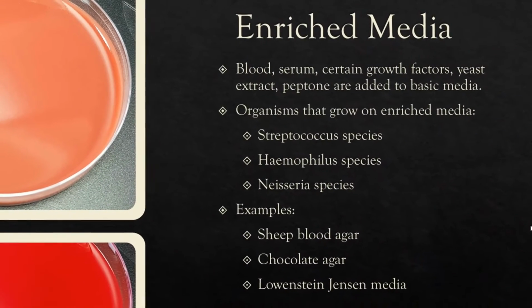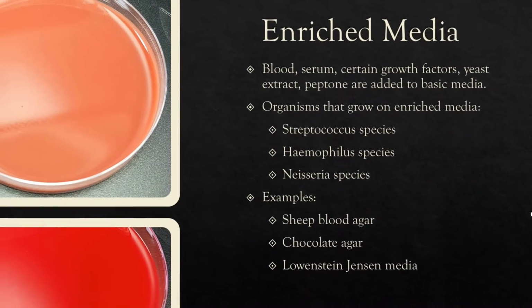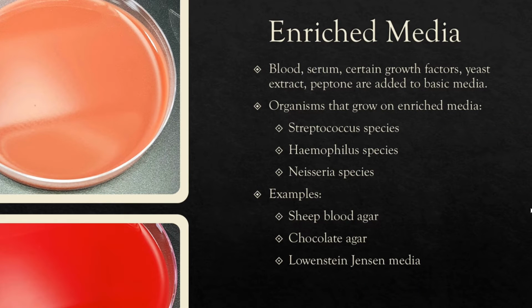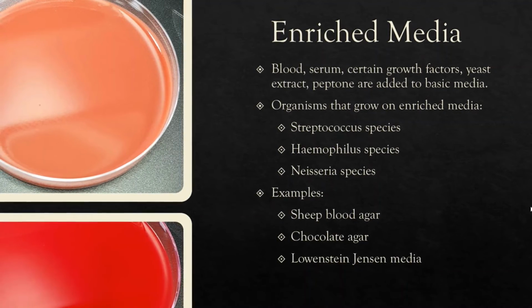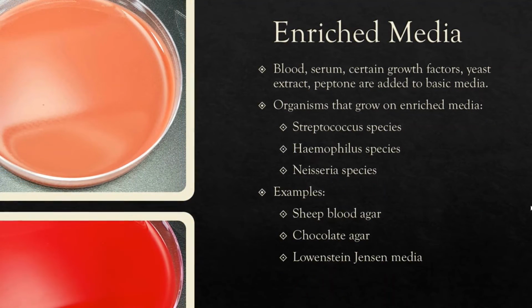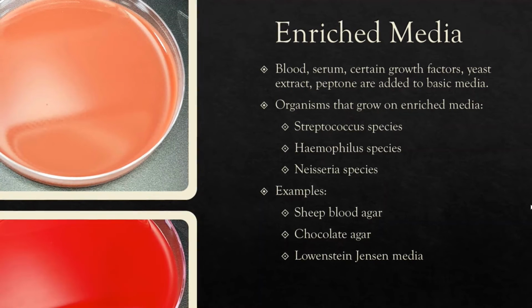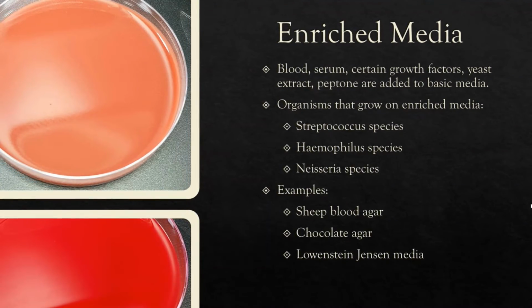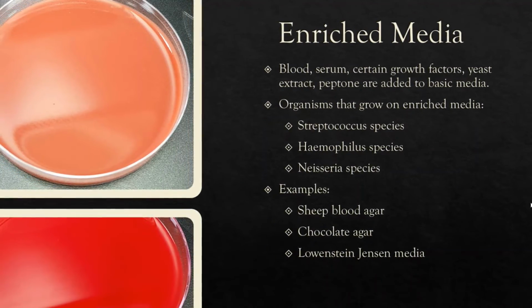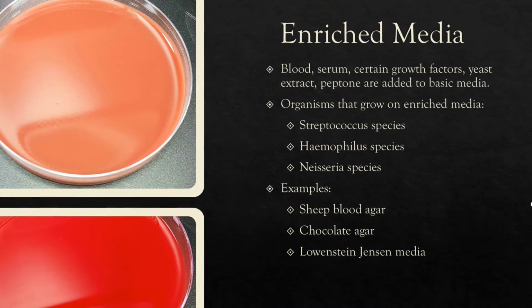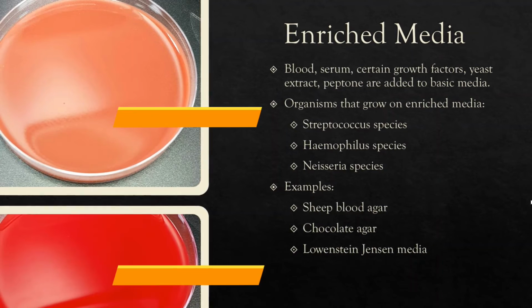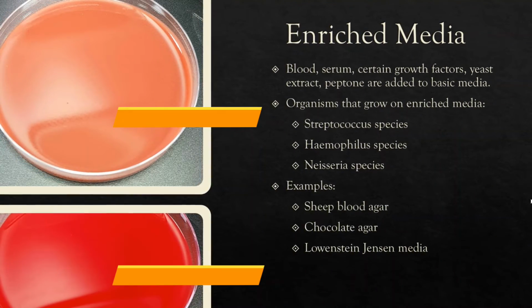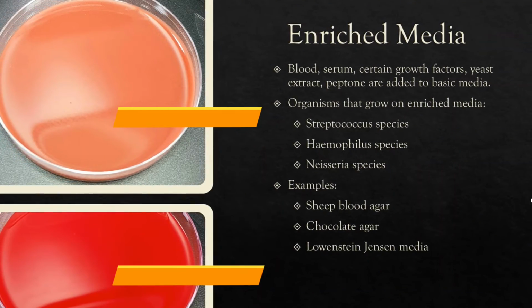Now we will talk about enriched media. Enriched media contains nutrients that aid the growth of a wide variety of organisms, including some of the more fastidious ones. In basic media, we add blood, serum, certain growth factors, yeast extract, and vitamins to make it enriched media. The fastidious organisms are Streptococcus species, Haemophilus influenzae, and Neisseria species, and they require special nutritional requirements.